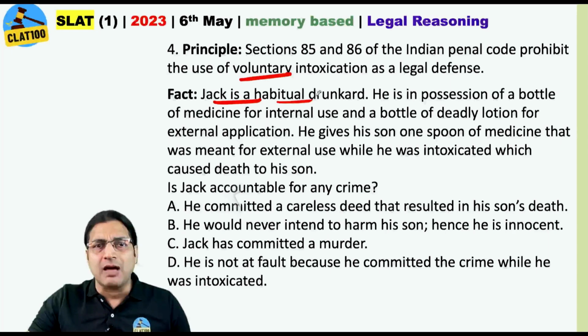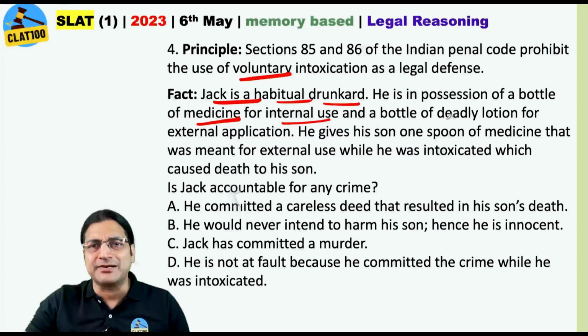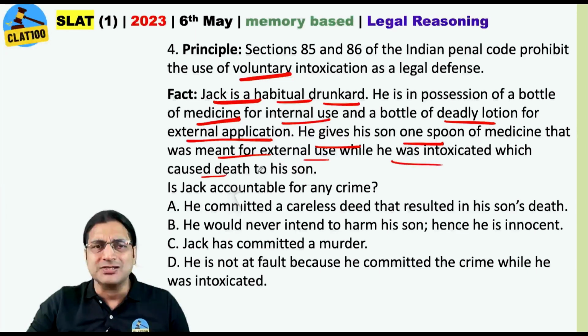Alright, Jack is a habitual drunkard. Okay, so indication is that in his case, the intoxication is voluntary, not that someone comes and thrusts a bottle in his mouth, alright, to intoxicate him. He is in possession of a bottle of medicine for internal use and a bottle of deadly lotion for external application, alright. He gives his son 1 spoon of medicine that was meant for external use, while he was intoxicated, which caused death to his son, alright. Is Jack accountable for any crime?